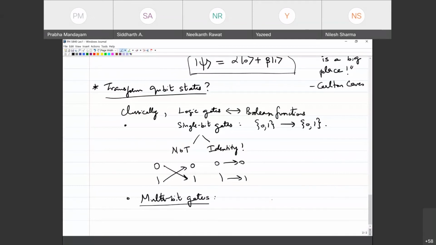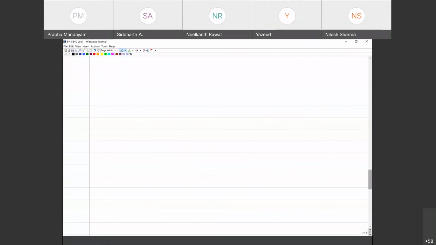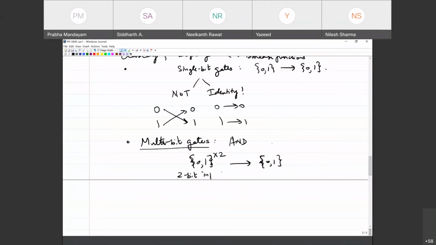Of course, everyone knows these. You have the, so I would write them as 0, 1 cross 2, right? Because that's a 2-bit input and maps it to a single bit output, right? So the input is now a 2-bit register and the output is a single bit, right? And of course, you have this whole set of them, which everyone here is hopefully familiar with. I don't think I've left out anything.